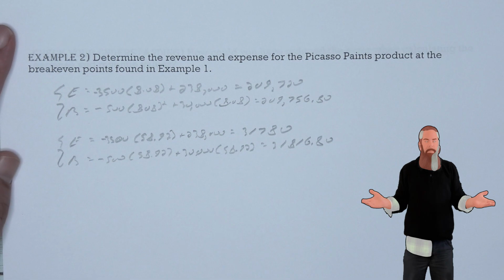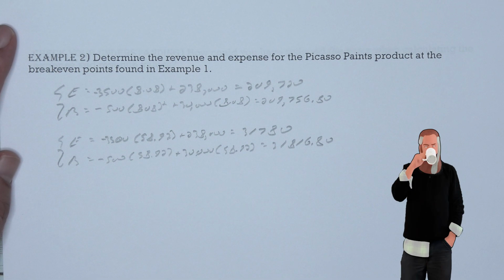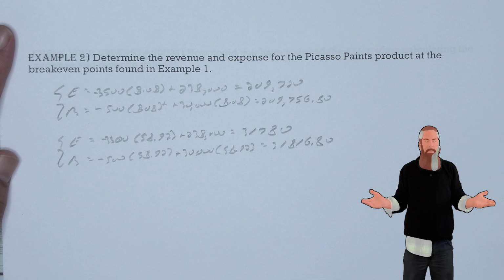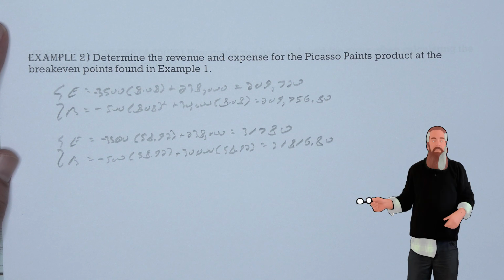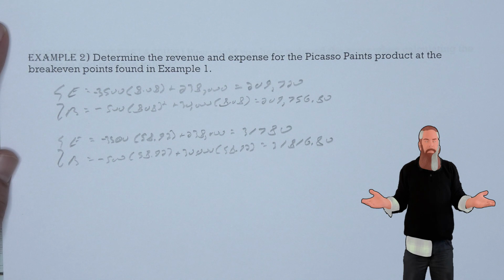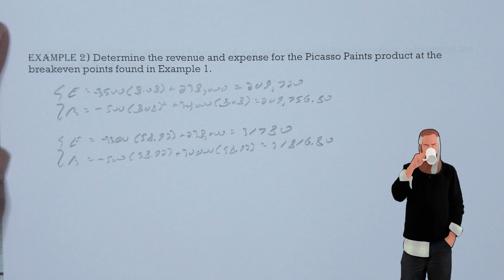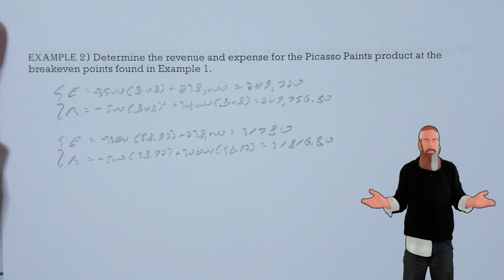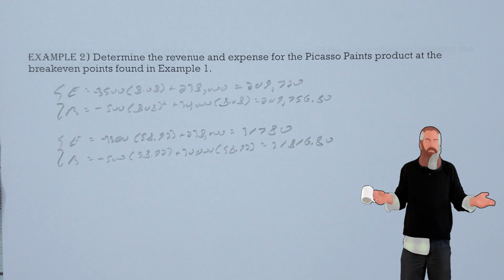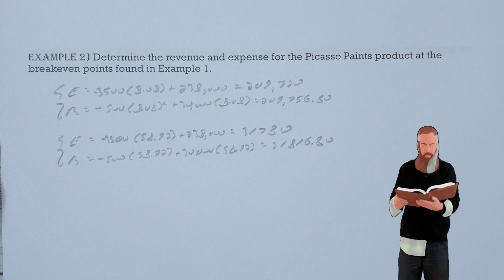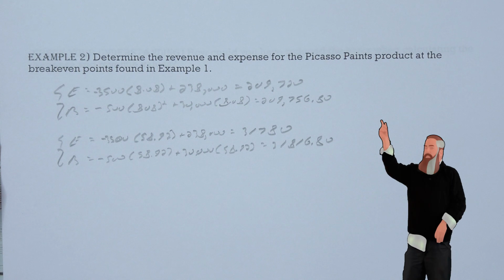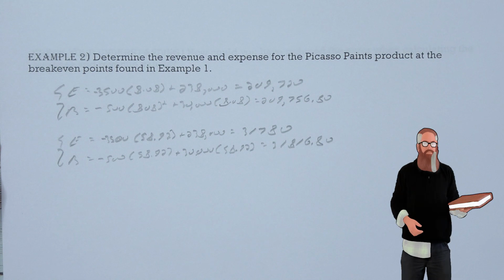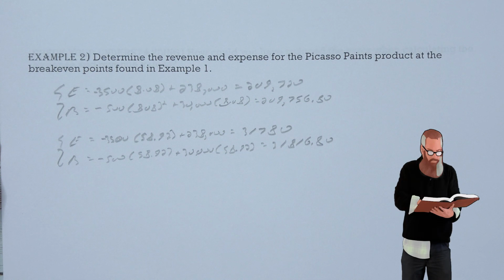$31,816.80. When the break-even point is $8.08, the expense value is $209,720, and the revenue is $209,756.80. Both are close to $209,750. When the break-even price is $58.92, the expense value is $31,780, and the revenue value is $31,816.80, and both are close to that approximate $31,800. Because of rounding, the expense and revenue are not equal. They are, however, approximately equal.